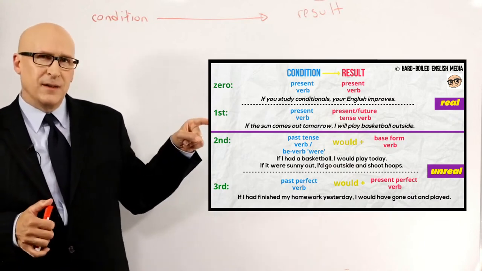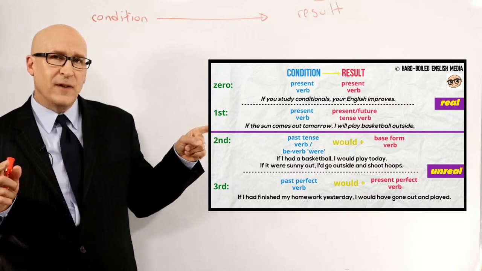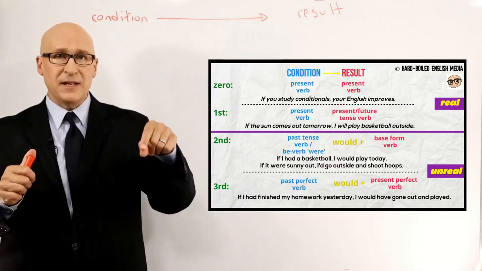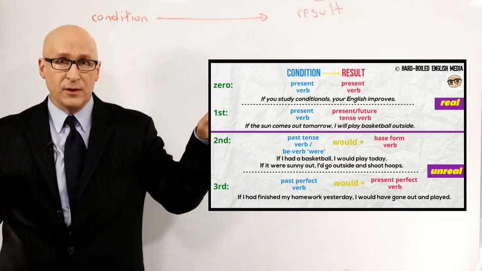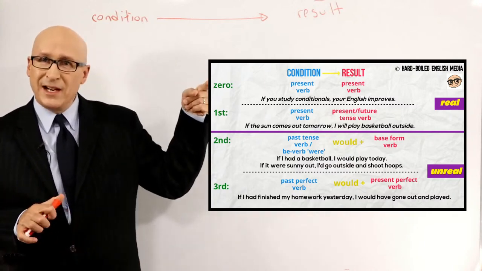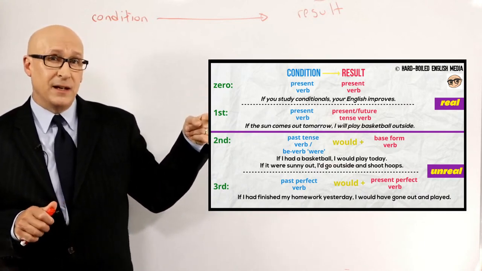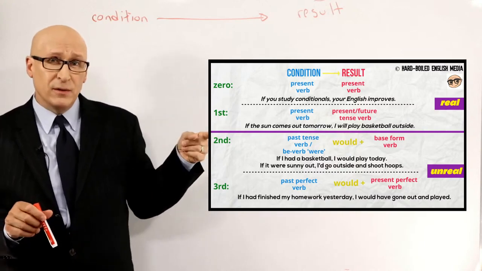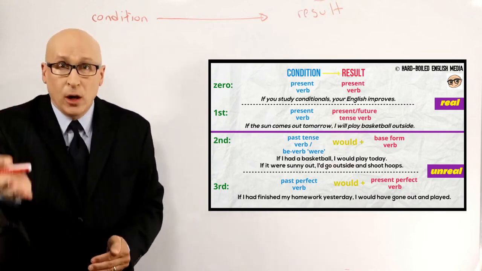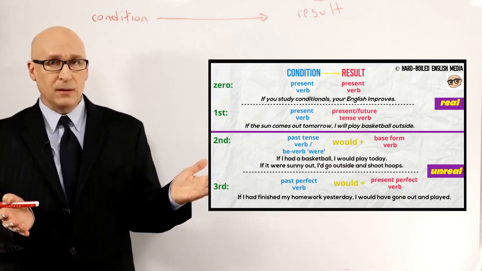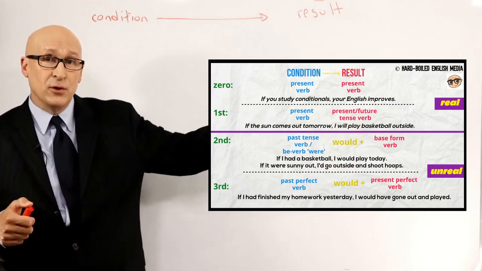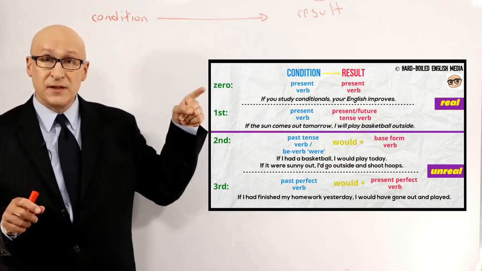Okay? Now, this is where it's different than zero. Because what if I said, if the sun comes out any day, I play basketball. So not the future, but generally true. If the sun comes out, I play basketball. Is that like zero? Is that a scientific fact? No. Is there a condition where it's never true? Yeah. If the sun comes out sometimes and I have to work, then I don't go out and play basketball. So it is not always true. It's generally true. Or it's true tomorrow. Okay, that's the difference between zero and first.